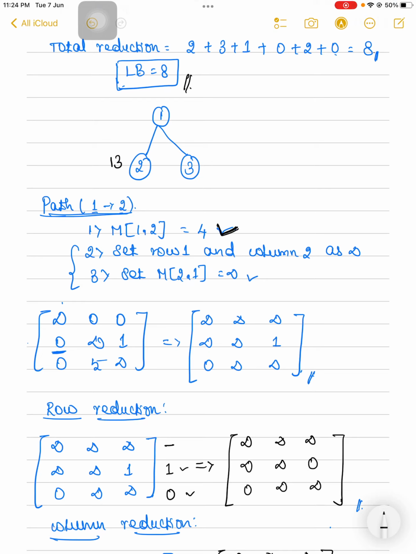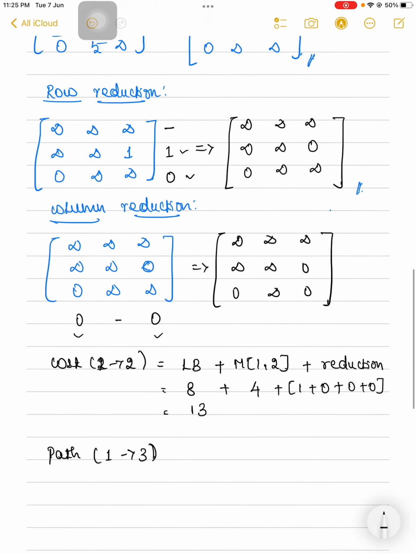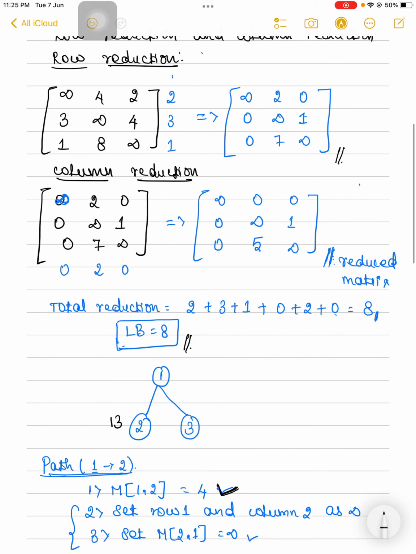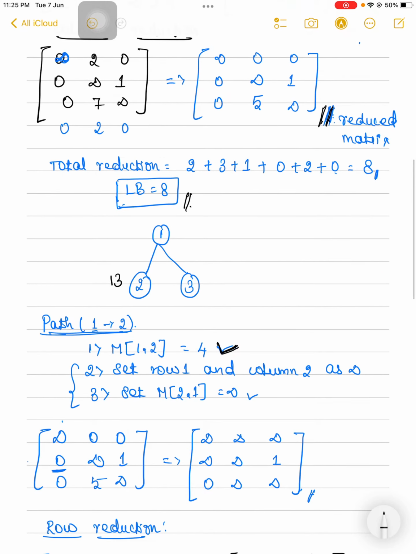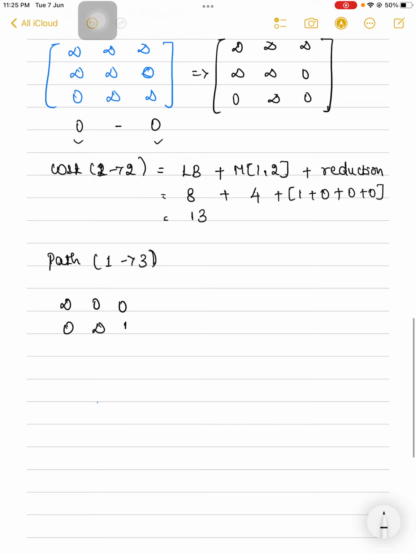Path from 1 to 3, right? So again you start from the reduced matrix. Start from this matrix, because from the original source matrix we are starting, right? So take the reduced matrix, infinity 0 0 0 infinity 1 0 5 infinity, right? This is our original matrix.